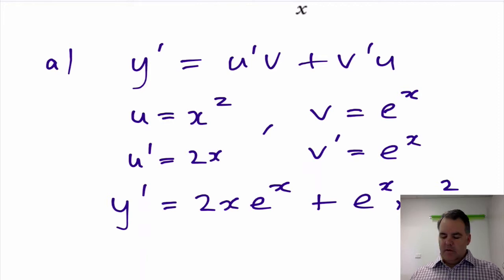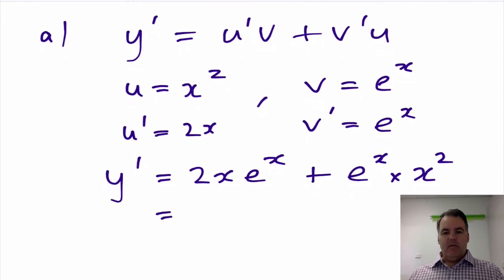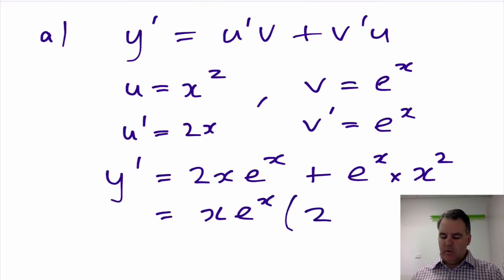I'm going to go one step further here and make sure that I've taken out a common factor, so I can see that in both of those terms there, x is common and e to the x is common. So that leaves me with x e to the x times (2 plus x). Okay, that's the derivative. Now, why is that important?